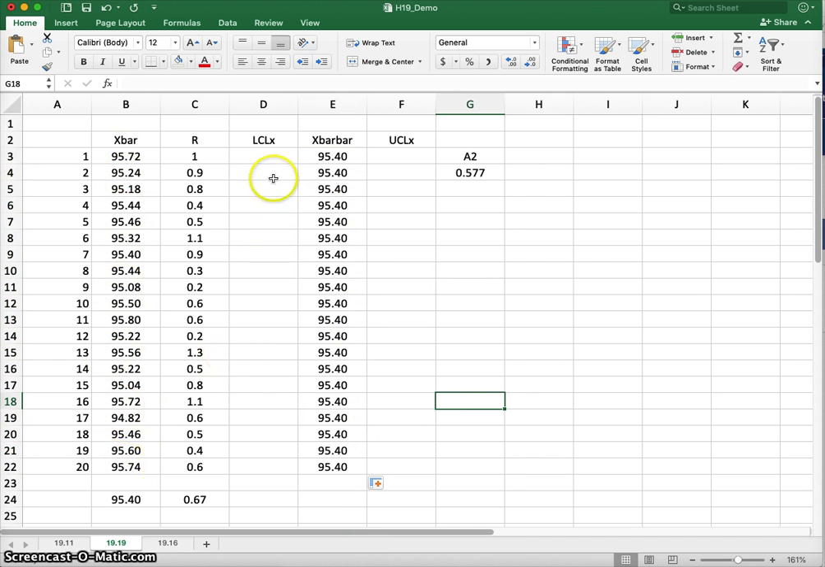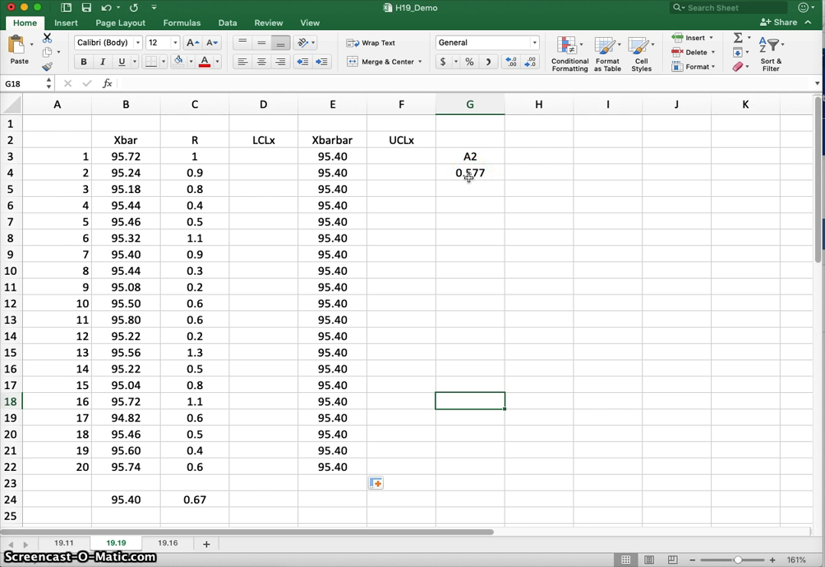Now I want to compute a lower control limit and an upper control limit. In order to do that, I need a variable called A2, which I'll take from a chart in your book, which is on page 915. You can also get it on the internet. This A2 number is based on the size of the sample, and the sample size is 5. So I look on that chart under A2, sample size 5, and the number that I get is 0.577.